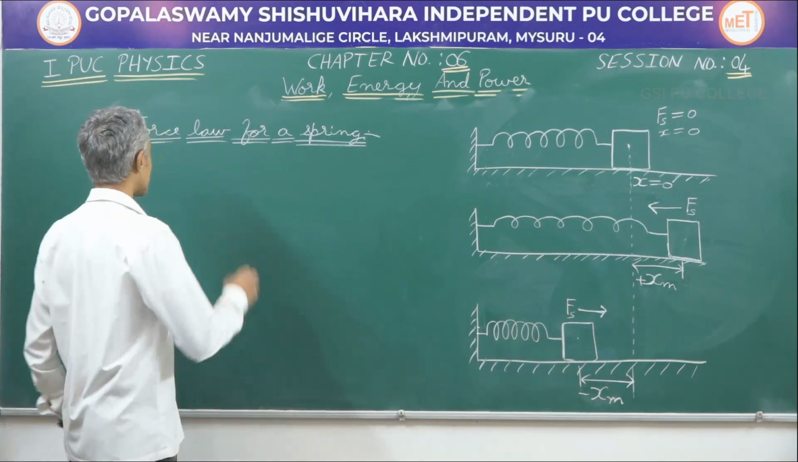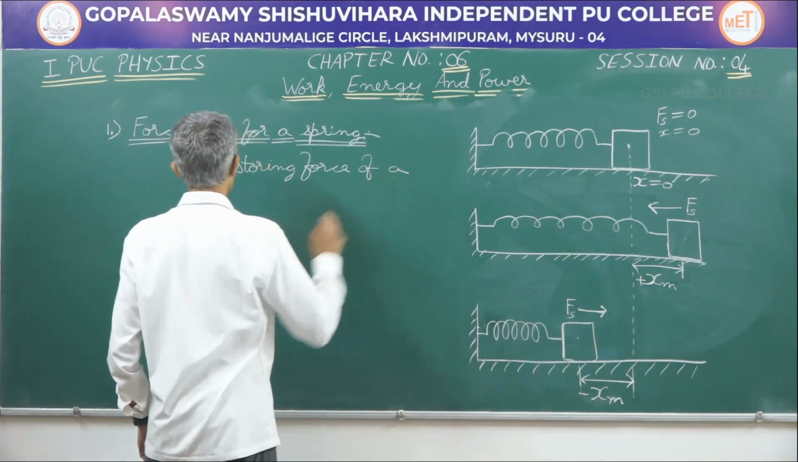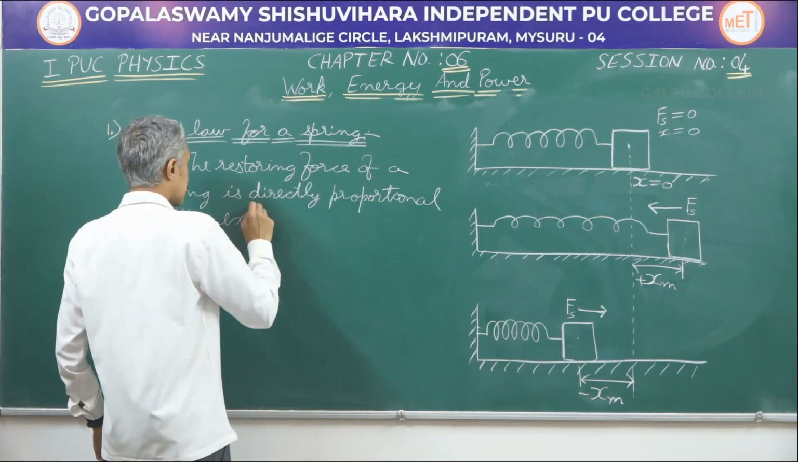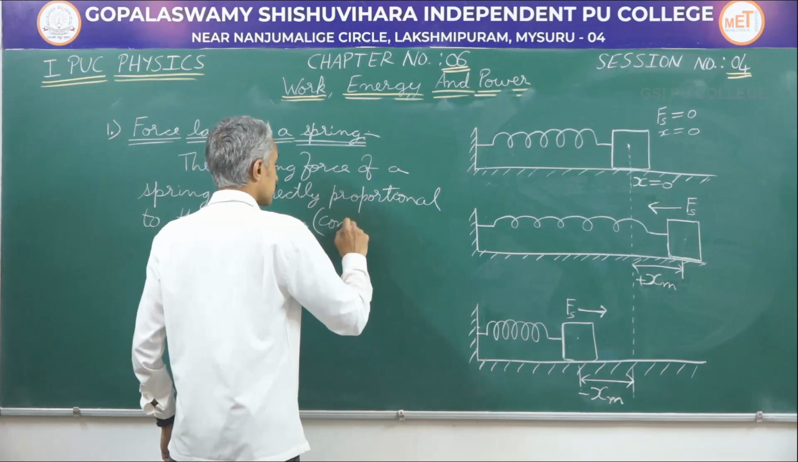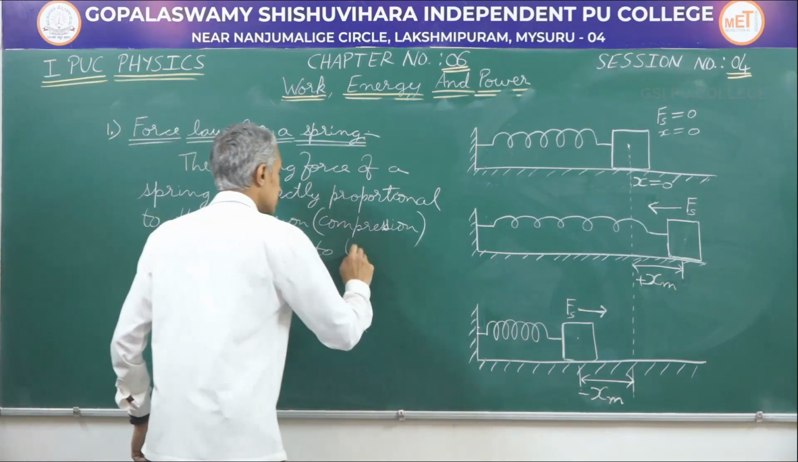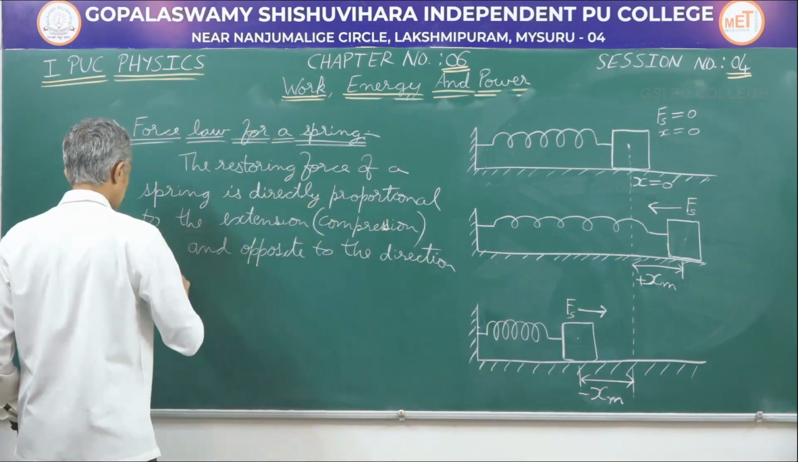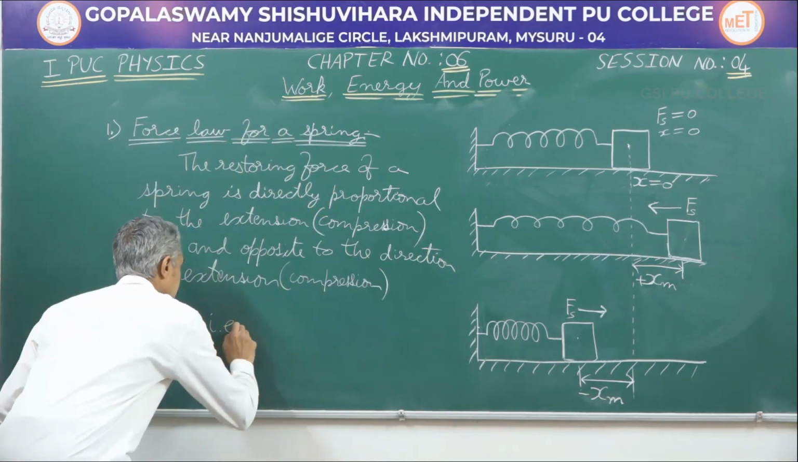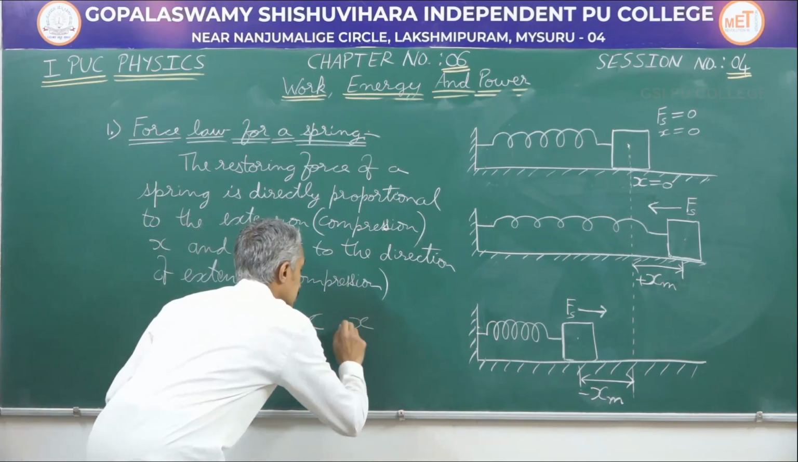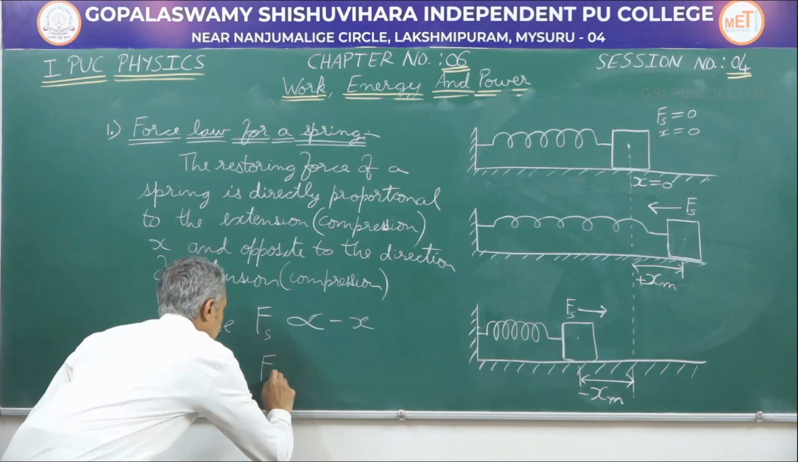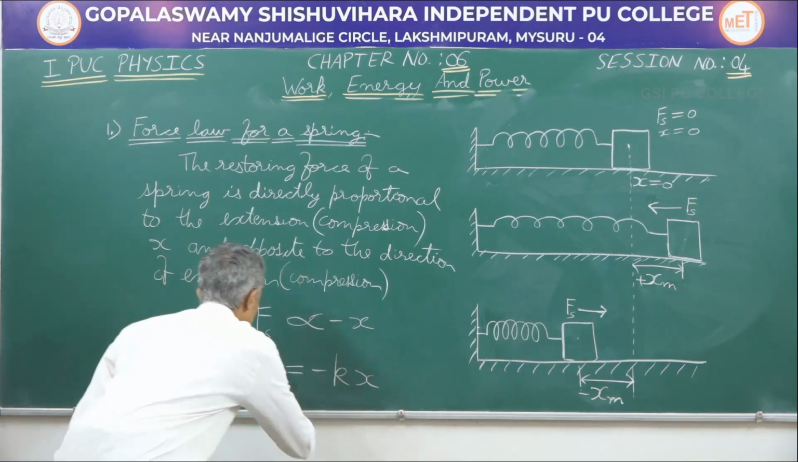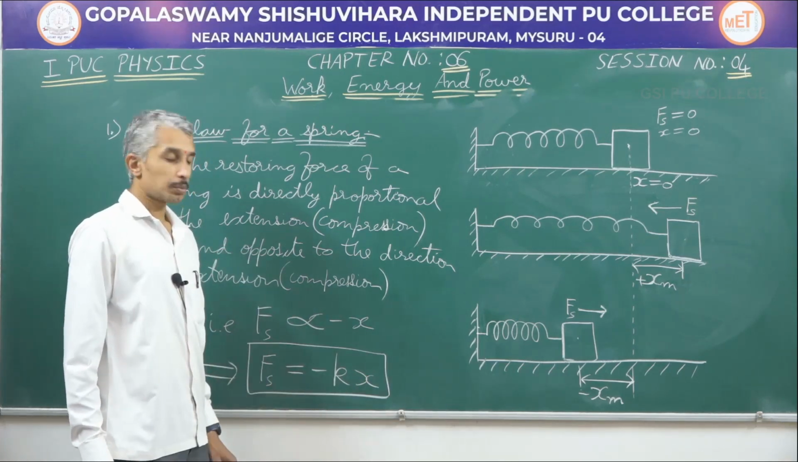and the force law for a spring says that the restoring force of a spring is directly proportional to the extension, or we can say the compression x, and opposite to the direction of extension. I can write it mathematically as the spring force is proportional to x and opposite to x, and it is equal to minus k into x. Here k is called the spring constant.